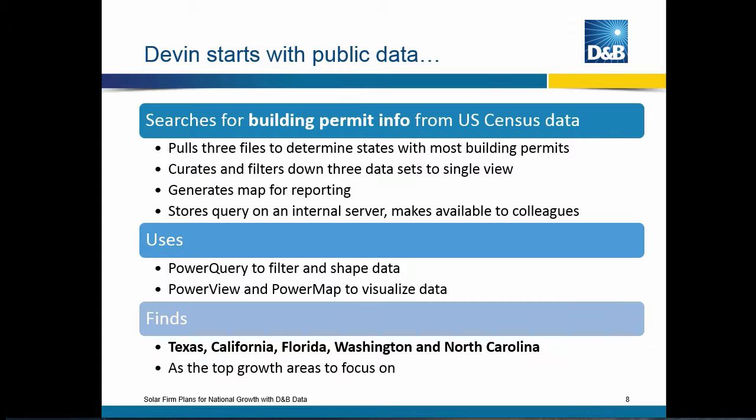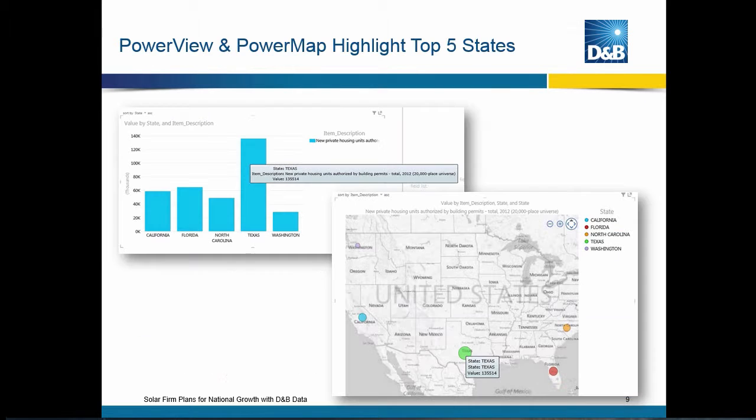He found that Texas, California, Florida, Washington, North Carolina were the target states. So he's got that information, and he's made these Power View and Power Map visualizations so everybody in the company can understand what they're going to focus on next.